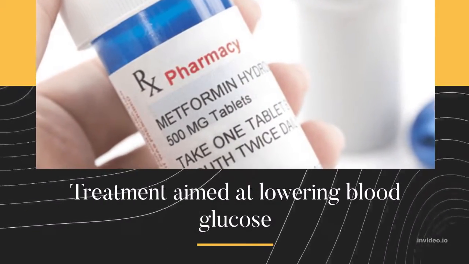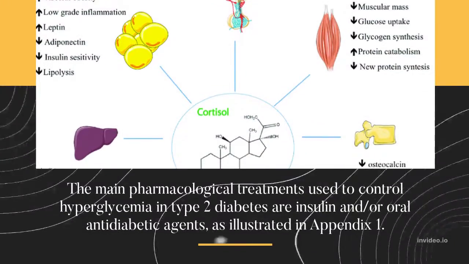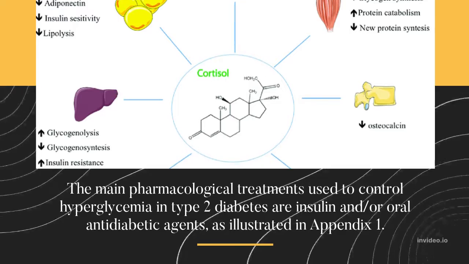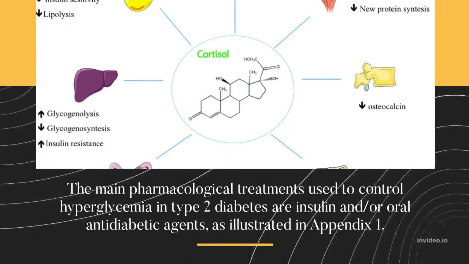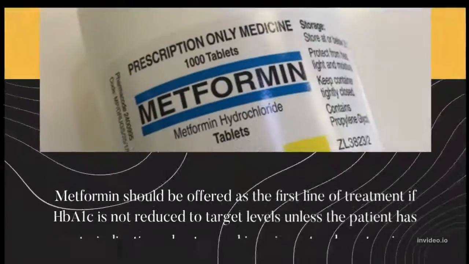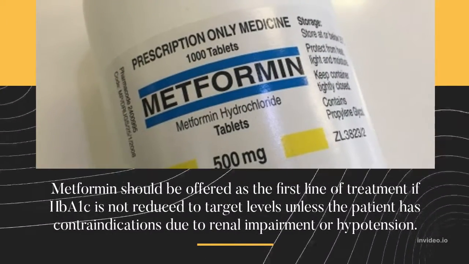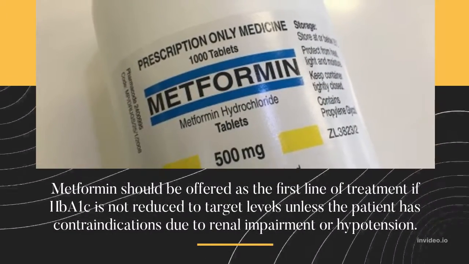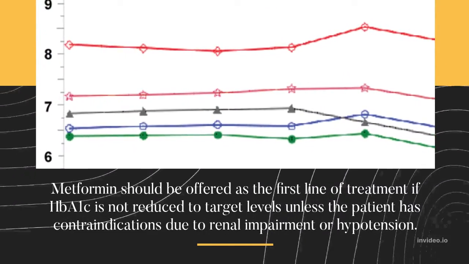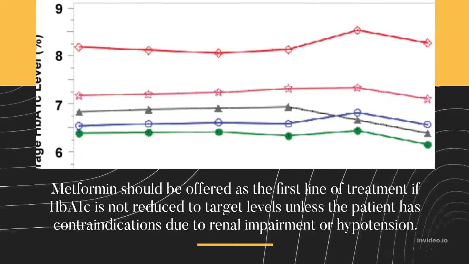Treatment aimed at lowering blood glucose. The main pharmacological treatments used to control hyperglycemia in type 2 diabetes are insulin and/or oral anti-diabetic agents, as illustrated in Appendix 1. Metformin should be offered as the first line of treatment if HbA1c is not reduced to target levels, unless the patient has contraindications due to renal impairment or hypotension.